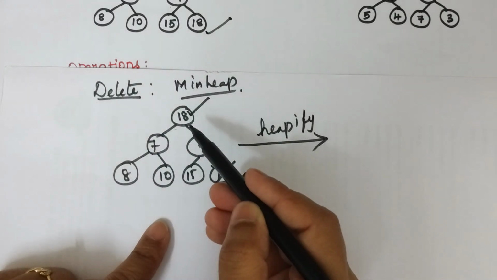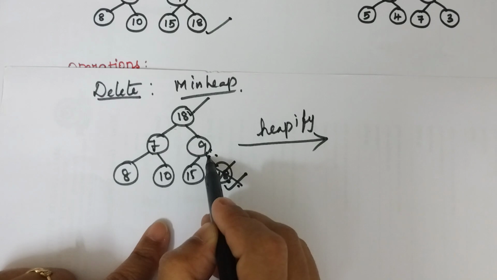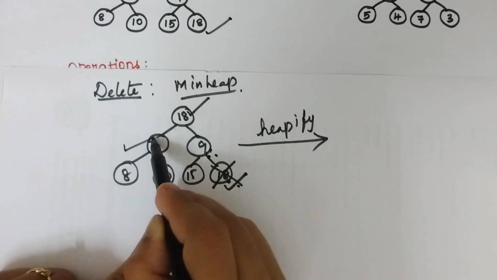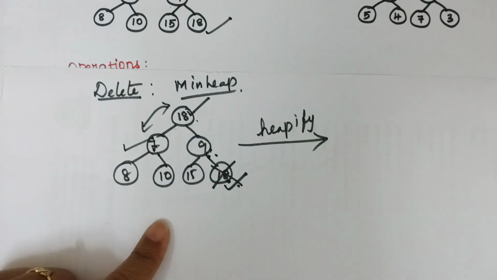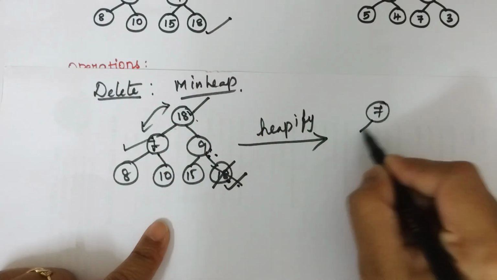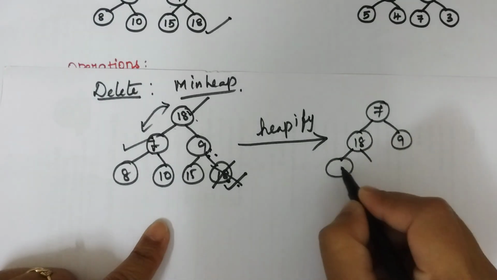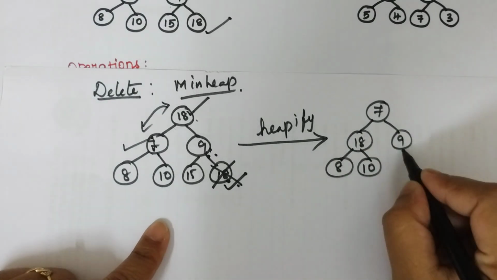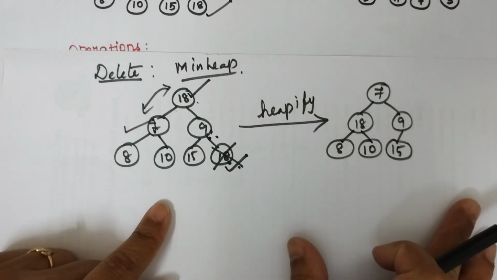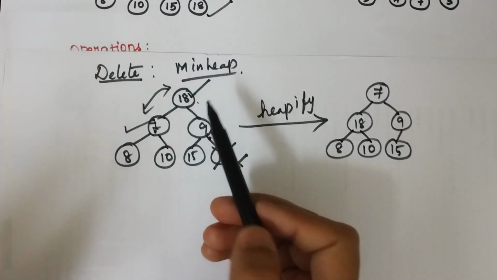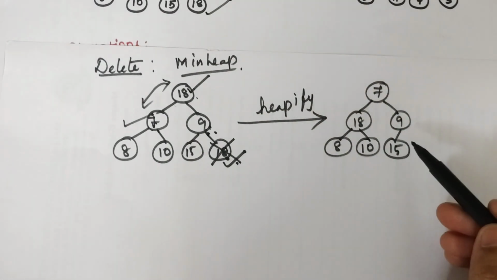So how do you apply the heapify operation? Since we are performing min heap, you need to compare these two values. Among these two values, which is the minimum value? 7 is the minimum value. So replace this 7 with 18, that is, swap 7 and 18. Now 7 becomes the root node, 18 becomes the left child, and 9 will be the right child. To the left of 18 it is 8, to the right it is 10, and to the left of 9 it is 15. So this is the deletion of the first value, deleting 5 from the min heap. After deleting 5 and performing the heapify operation, this will be your tree structure.